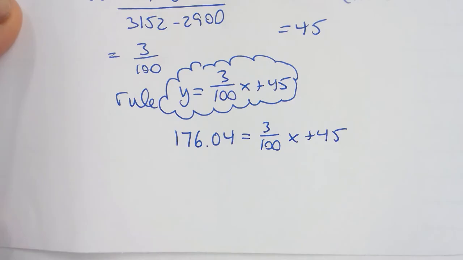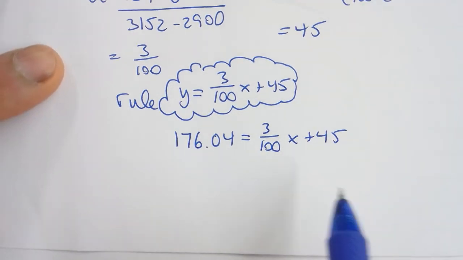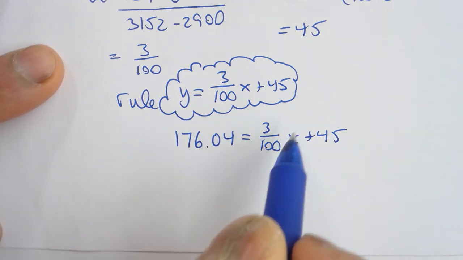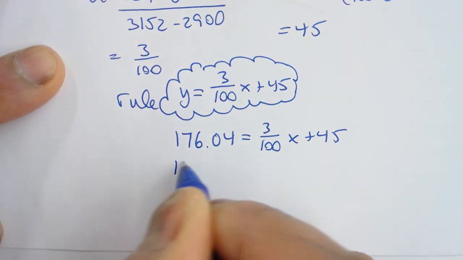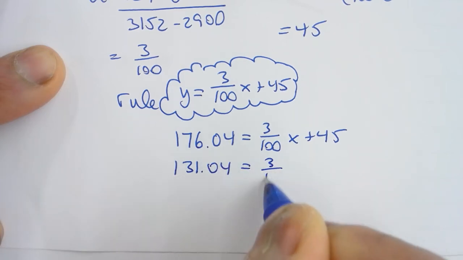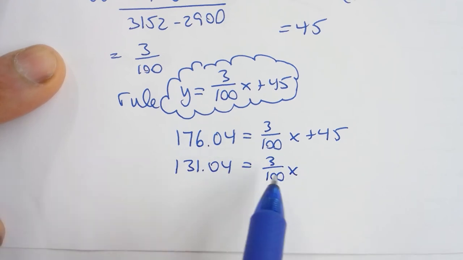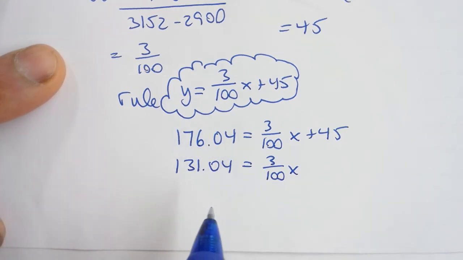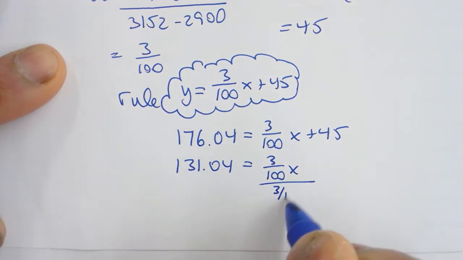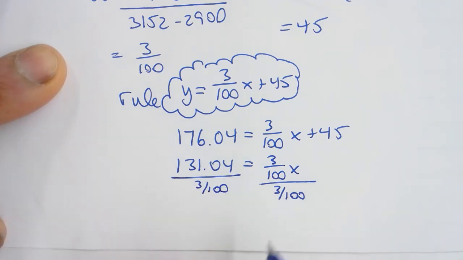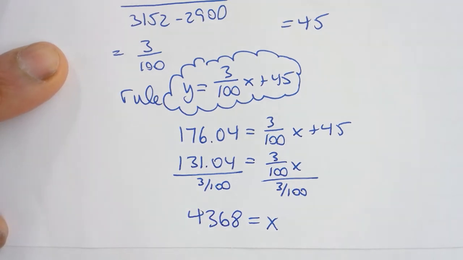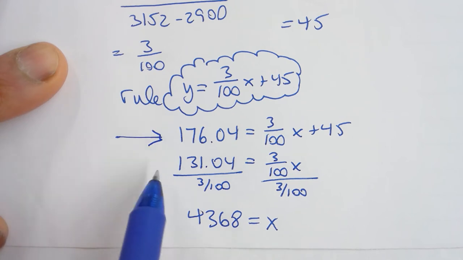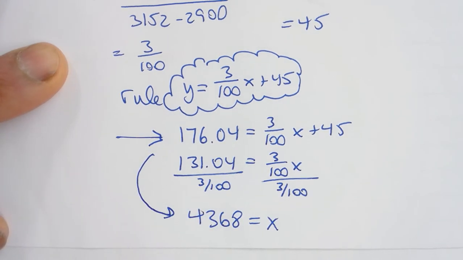And for some of us, this now becomes quite intimidating. We're not sure what to do from here. If you're not sure what to do, then let's go through those steps. We need to isolate for X, so I'm going to subtract 45 from here. 176.04 minus 45 is 131.04. Then I have to get rid of the 3 over 100, which means I'm going to divide both sides by 3 over 100. So if I divide both sides by 3 over 100, we get an X value. It's 4,000 someone. Does anyone have that number, Sultan? 4368, that was it. There you go. I don't have to see this line, I have to see that, and then you can skip ahead to your answer.